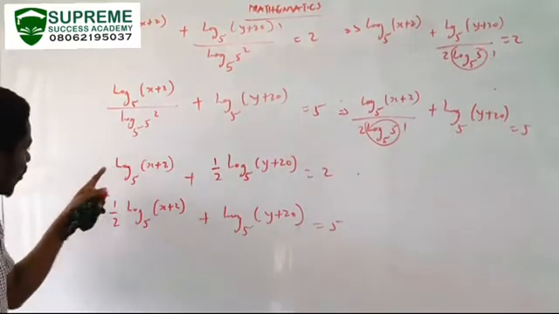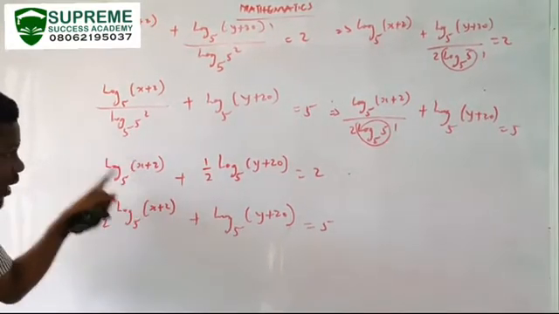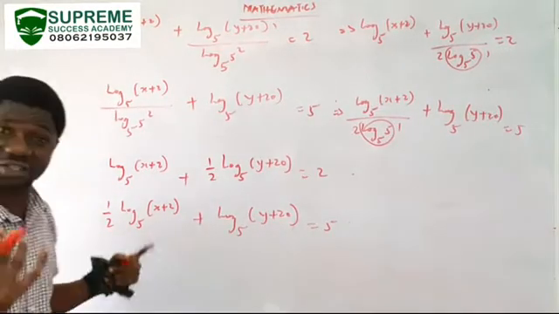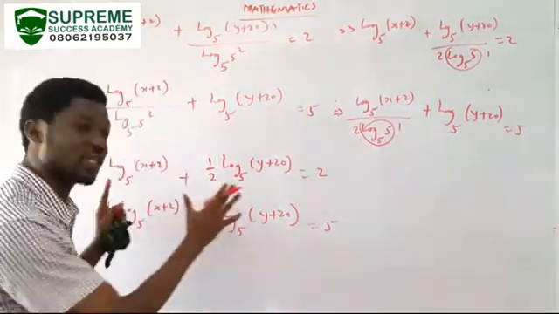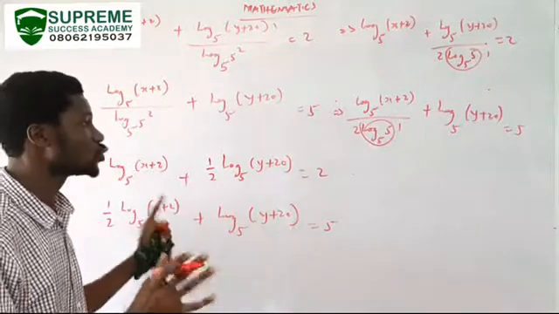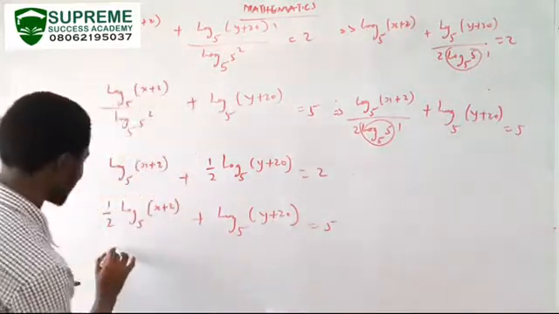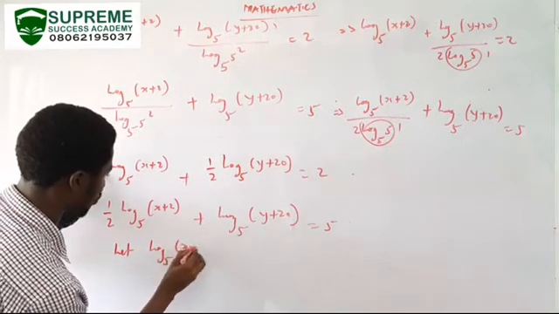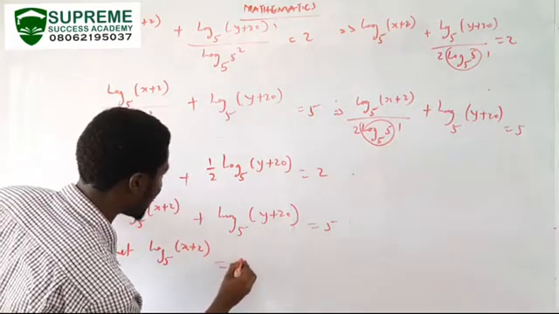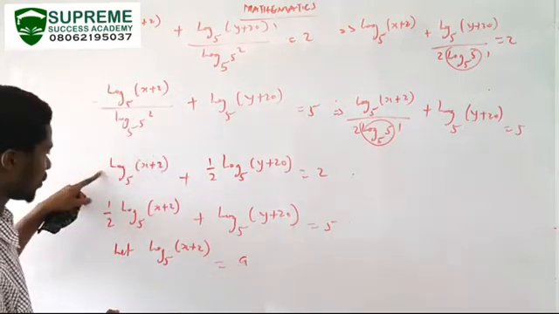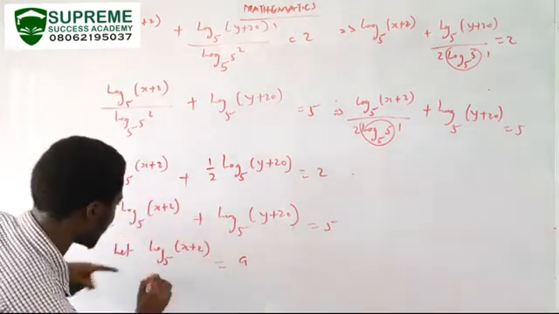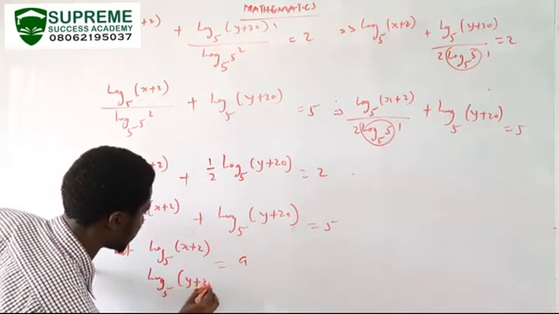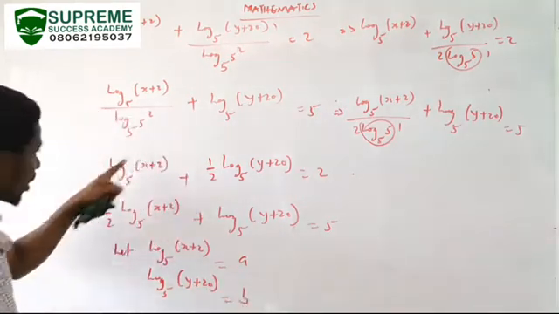Now, what's the coefficient here, please? 1, right? Coefficient here is 1, but here, half. So we are good to go. But professionally, don't continue solving this problem this way. It's advisable to do it this way: let log 5 x plus 2 equal A. Then, what about the other one? Log 5 raised to the power y plus 20 equals B. So anywhere you see this, replace it.